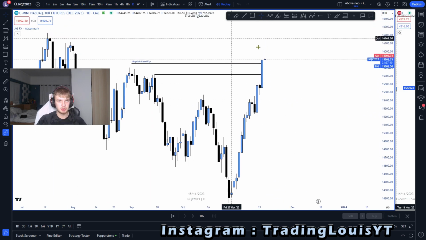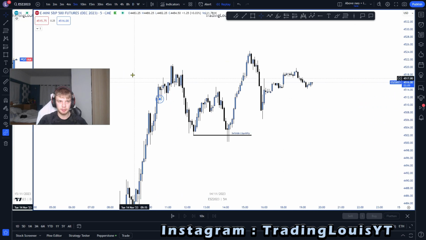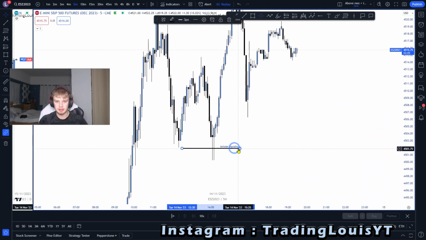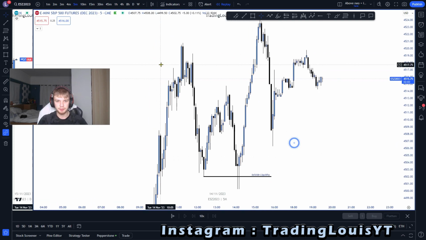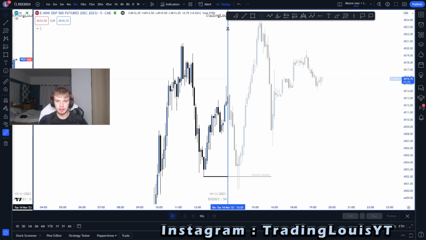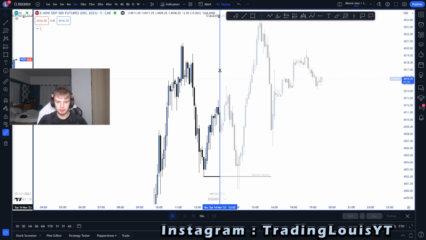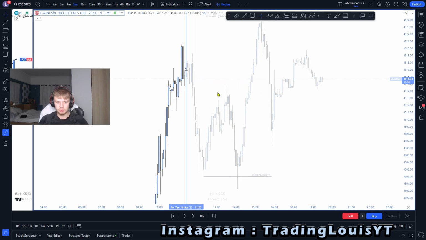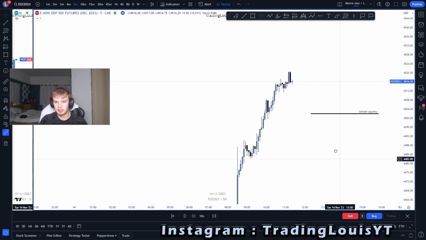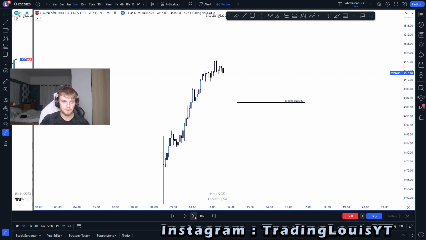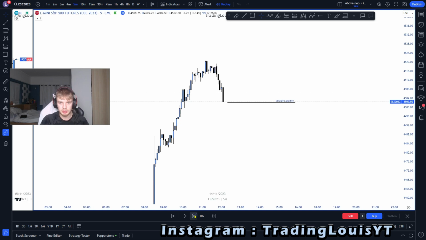So let's jump straight into a lower time frame on the ES chart, because these are the trades that I actually took. So if we go to replay and we just go to around 11:25, the trade that I took was actually in the PM session. So yeah, let's just play out the price action a bit.